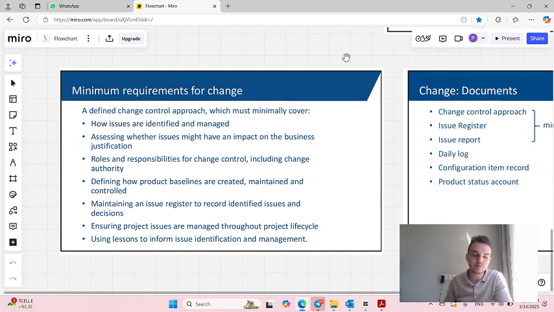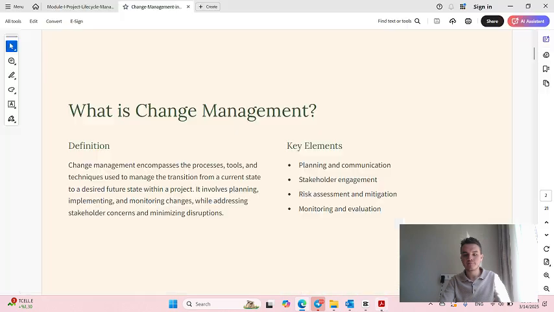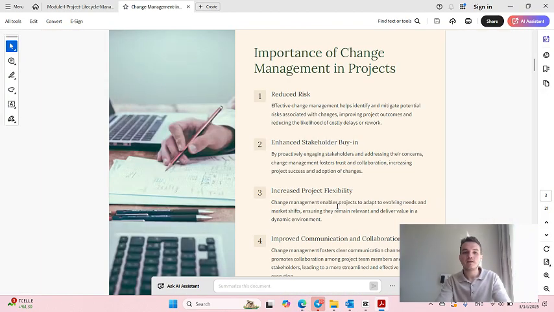Product baselines, we're going to talk about it later. You need to do the issue register documentation, and you need to make sure that this approach is throughout the project life cycle. Okay.